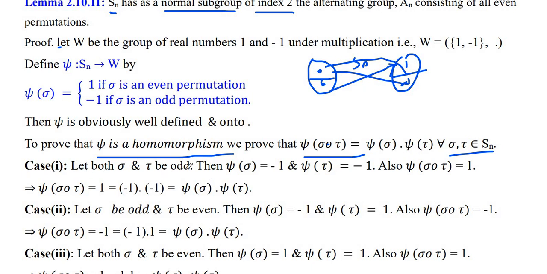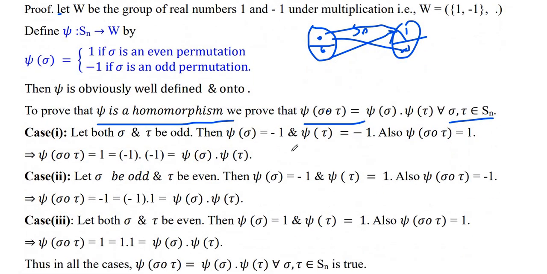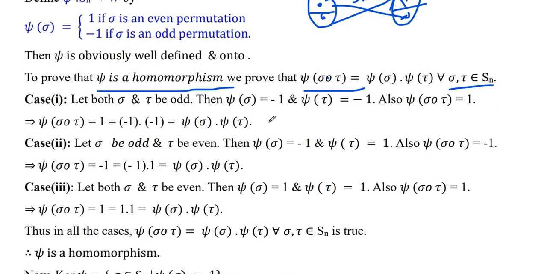So we will discuss cases, because in Sn we have odd and even: sigma and tau both odd, sigma odd and tau even, and both of them even. In all the cases this relation will be true, which we will check. If sigma and tau are odd, we know that the resultant is even. So even means the image is 1. So you have 1, and that 1 is written as minus 1 into minus 1.